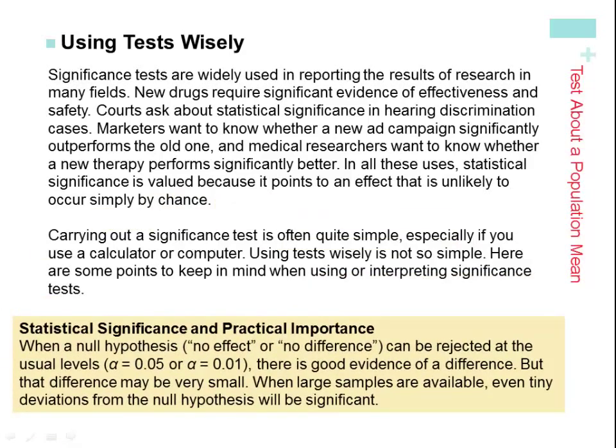When the null hypothesis can be rejected at the usual levels, there is good evidence of a difference, but that difference may be very small. When large samples are available, even a tiny deviation from the null hypothesis will be significant.